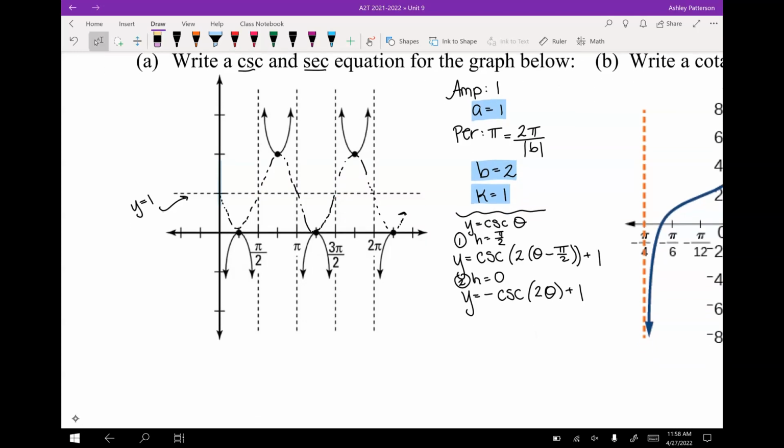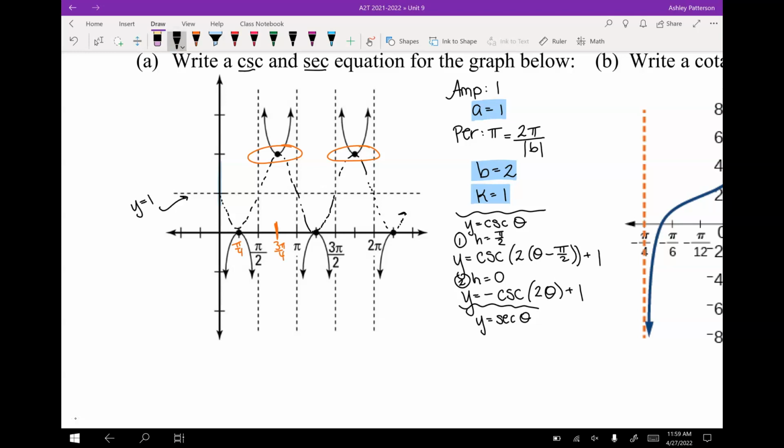Now, we were also asked to write an equation for secant. Sidebar. These aren't the only two possibilities. There are others. These are just the two examples I'm giving. Okay. All right. For secant, cosine starts on the y-axis at a maximum. So we could use this point. We could use this point if we didn't want a reflection. Let's go ahead and use this one for our h value. This would be pi over 4, making this 3 pi over 4.